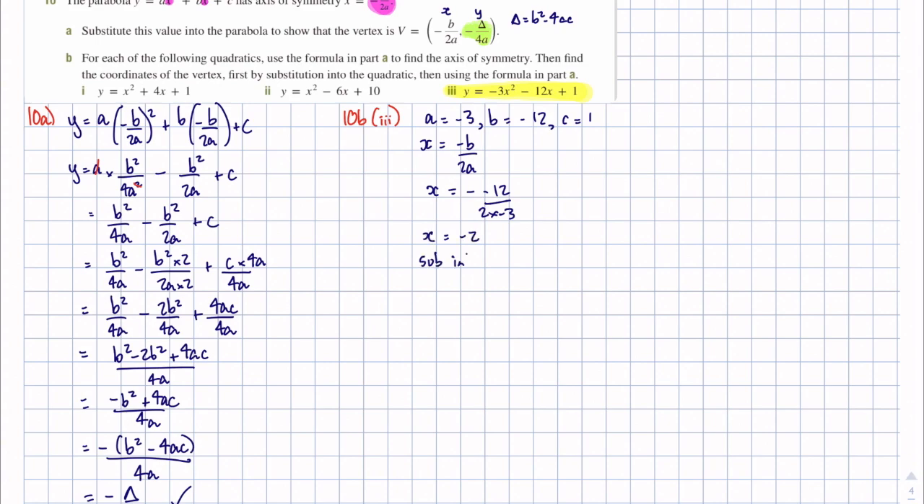Sub into the quadratic to find the y coordinate. Sub in x. So we've got y equals negative 3 times negative 2 squared, take 12 times negative 2, not 1, 2, plus 1. So I've got y equals negative 3 times 4 plus 24 plus 1. Negative 3 times 4 is obviously negative 12. So y is going to come out as 13.